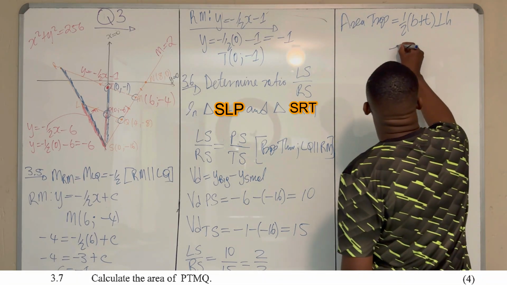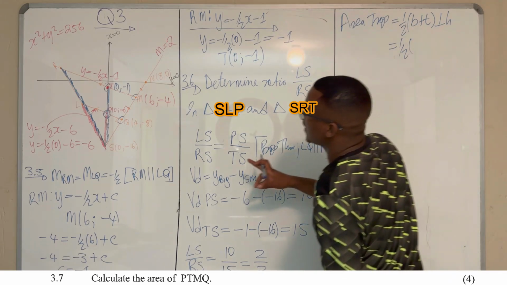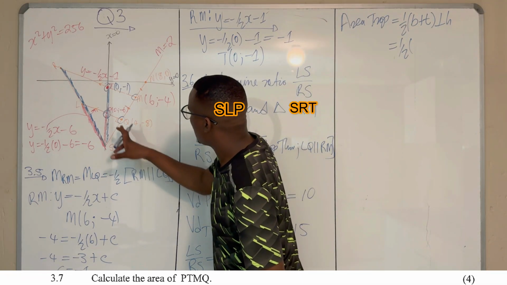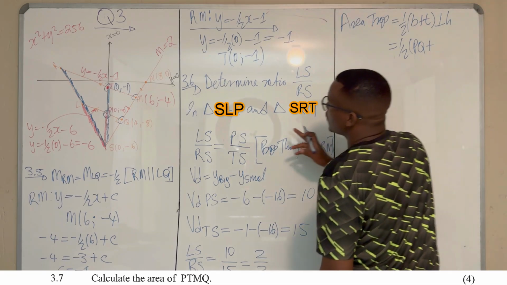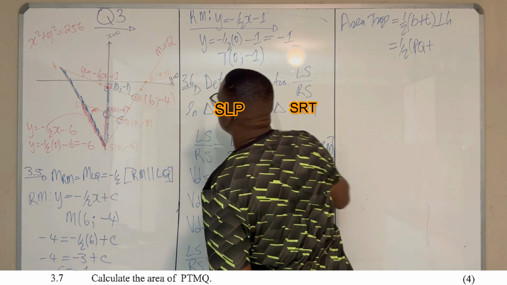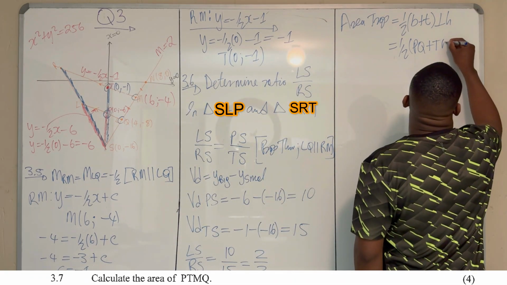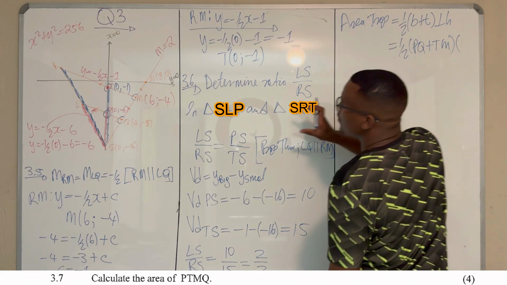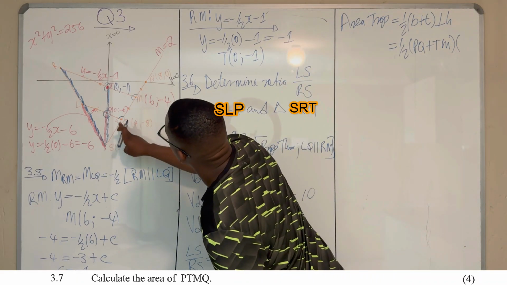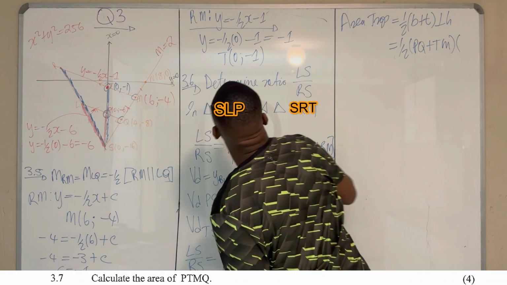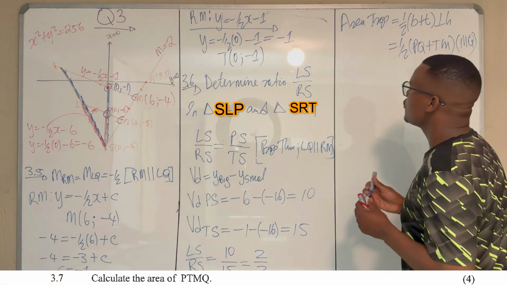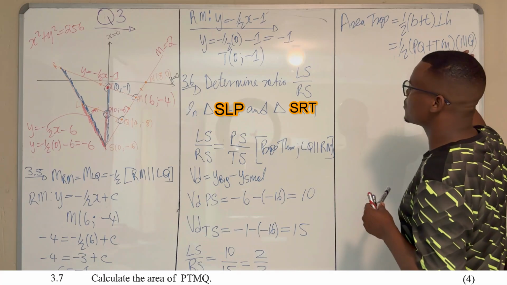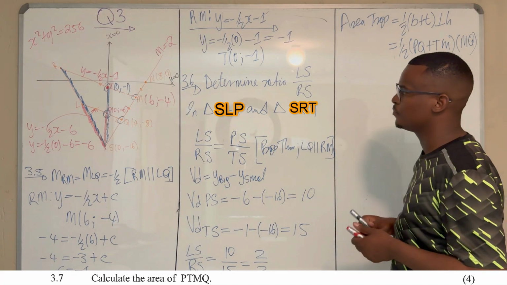So in this case, it will be half. What is your base length? Maybe, let's say our base length is PQ plus our top length, which is TM, right? Times the perpendicular height. What is our perpendicular height? Our perpendicular height is this one over here, because this is 90 degrees. So it's going to be MQ. So if you find these lengths and substitute them here, it will give you the area of a trapezium.